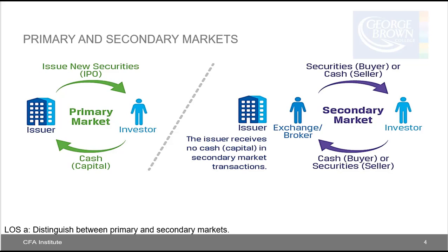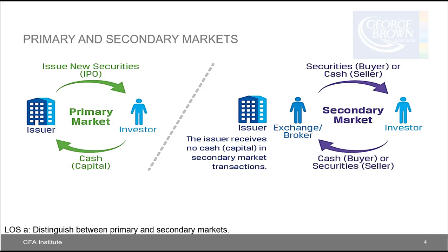Learning outcome statement A is distinguish between primary and secondary markets. Secondary markets are the main focus of this chapter because most investors buy and sell securities in the secondary markets. So most of the investment industry is focused on secondary markets. But first, we discuss primary markets, which are markets in which issuers sell their securities to investors. In other words, primary markets are where securities first come available to all investors.